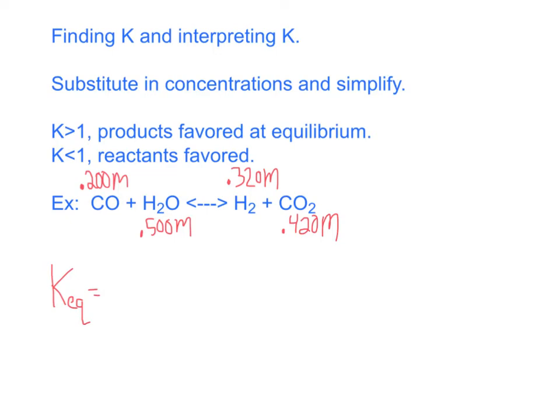Once you've simplified and you get the value for K, as a general rule, since we have products over reactants, if it comes out greater than 1, that means the product part is bigger than the reactant part, so we would say that the products are favored. If it comes out less than 1, where the denominator is bigger than the numerator, then we would say the reactants are favored.